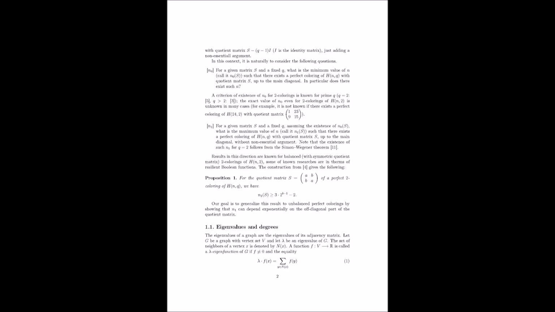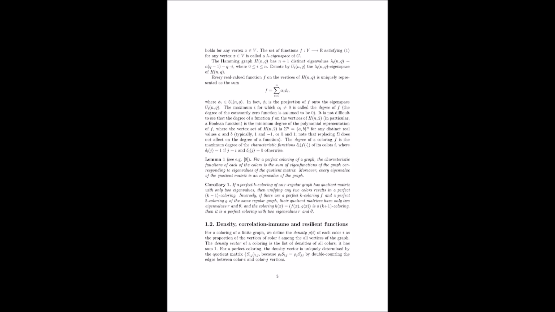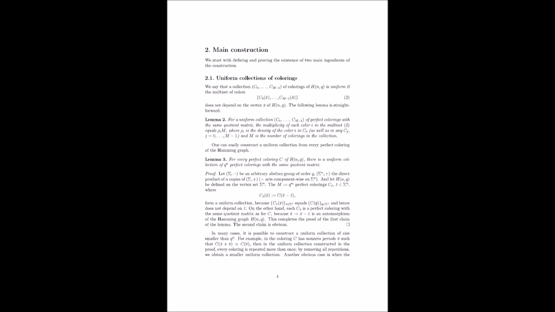That's right. Now, the proof of Theorem 1 gets a bit technical. But I think it's worth walking through the steps, just to see how it all comes together. All right, so first, we assume we have this uniform collection of M perfect R-colorings of a Hamming graph H(n,q) with a quotient matrix S. We also assume that the first of these colorings depends essentially on all arguments.